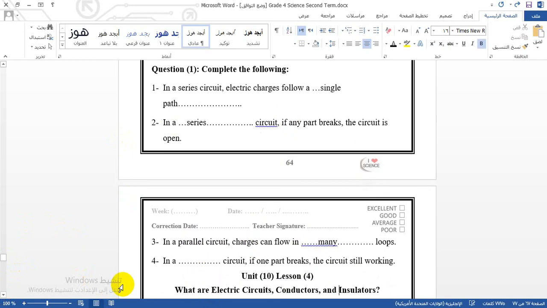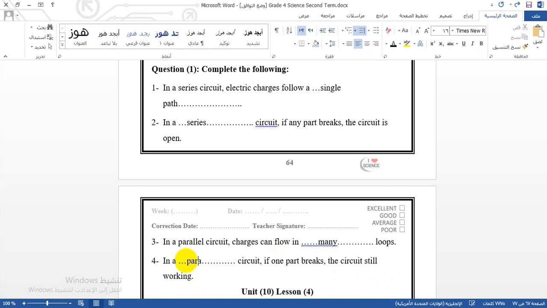And the last one: in a circuit, if one part breaks, the circuit is still working. Even if one light bulb burns out, the other light bulbs are still working. So this is an example of what? Of parallel, okay guys. Okay, parallel. Thank you for listening and goodbye.